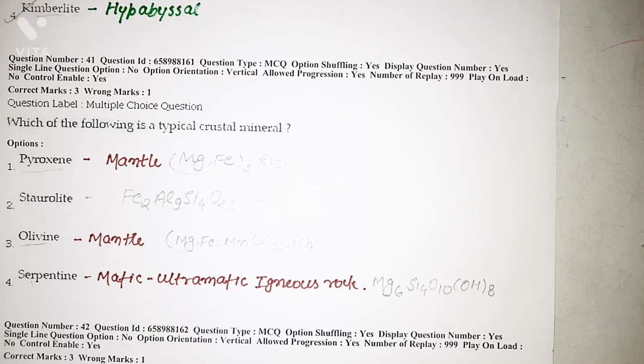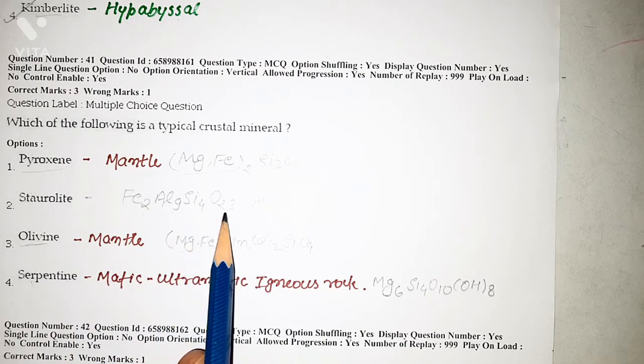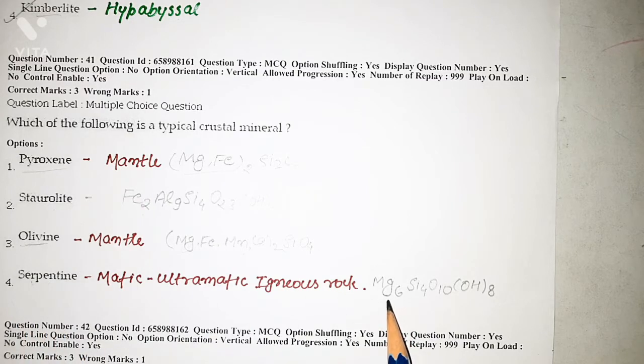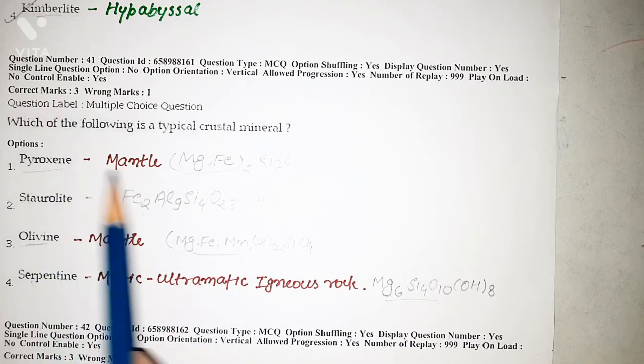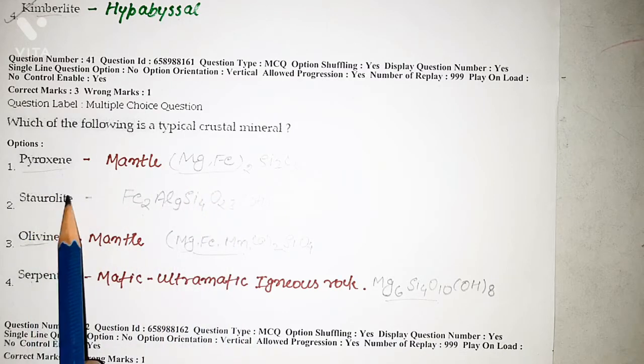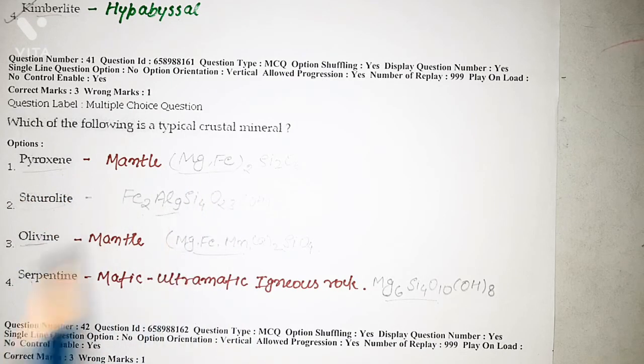But as far as staurolite is concerned, staurolite is the only mineral present in all these which is typically found in the crust. Its composition is Fe2Al9Si4O23(OH). In serpentine you will not get aluminum, in olivine also you will not get aluminum, and in pyroxene also you will not get aluminum. Only in staurolite you will get aluminum, and this indicates its crustal occurrence. So the correct answer of this question is staurolite.